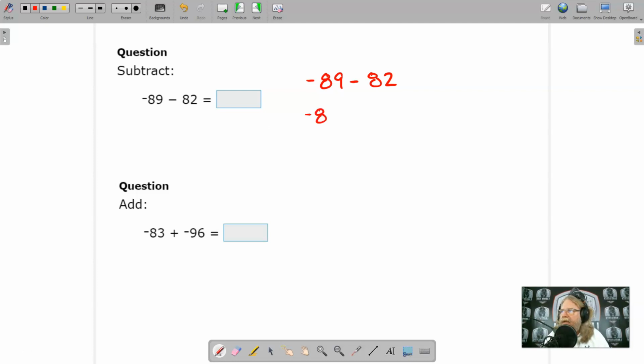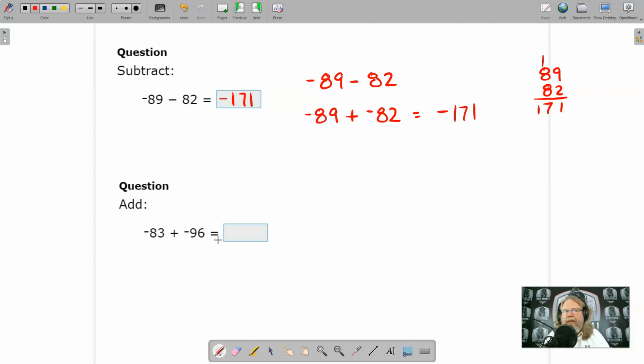Negative 89, keep the first. Change the subtraction to addition. And the opposite of positive 82 is negative 82. Again, note the way that I put the negative signs up higher so I don't mix them up with a subtraction sign. Now this is a negative plus a negative, so it's just going to get even more negative. And since they are the same sign, I need to go ahead and add them together. So over here to the side, I can do 89 plus 82: 9 plus 2 is 11, carry the 1, 16, add one more, 17. Negative 171.